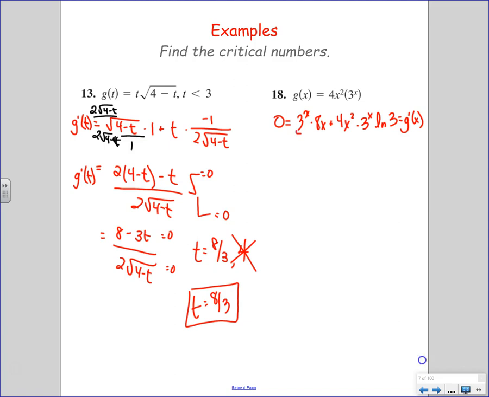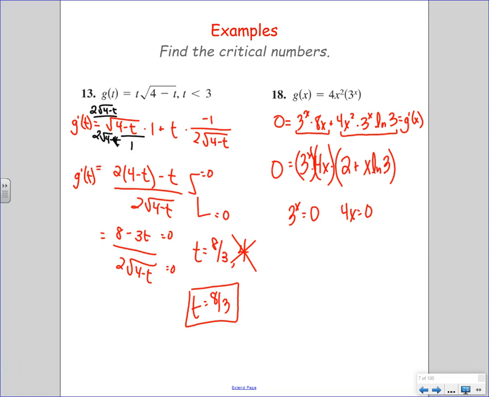What's in common of these two guys? Yeah, 3 to the x is in common, and what else? 4x. Who's left? Well, there's a 2, and I took out 4x, and x, ln of 3. Every time you have factors equal to 0, I set everybody equal to 0. I know it looks funnier than things that you've seen before, but you still have to set all the factors, this guy, and that guy, and that guy, all equal to 0.